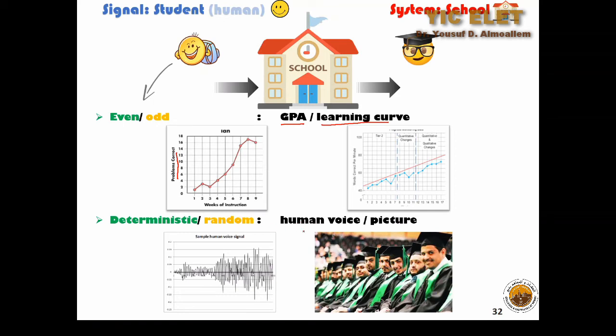Random is, if you get a sample of a human voice signal, clearly it is a random signal. And also, if you get a picture of a person, then this is the x-axis, this is the y-axis, and you try to plot the signal, maybe the brightness or whatever. Then you could figure out that it is not deterministic; it is a random signal.